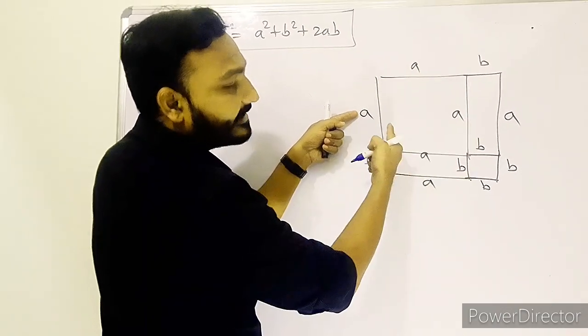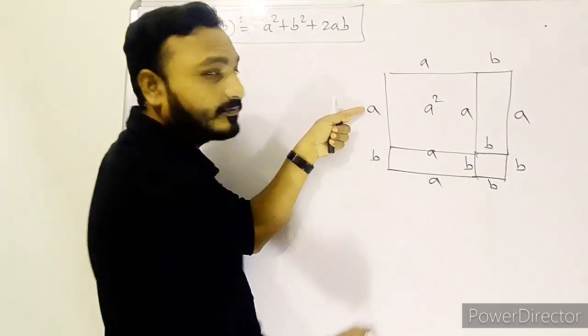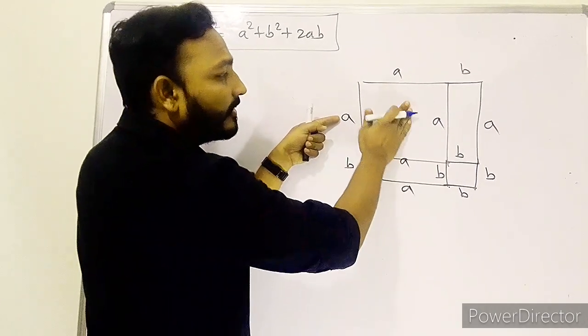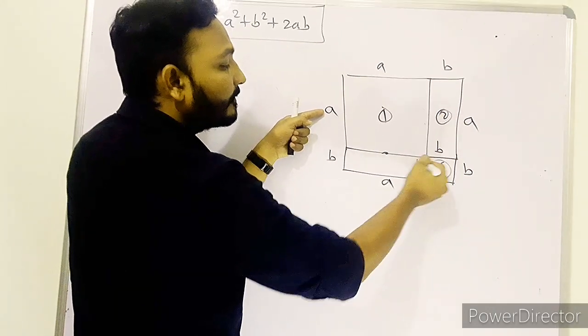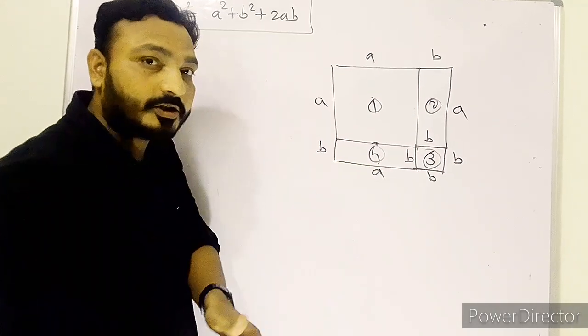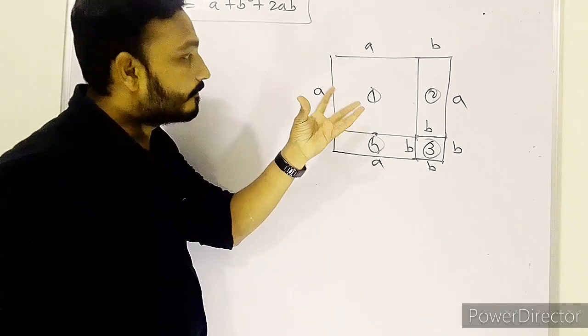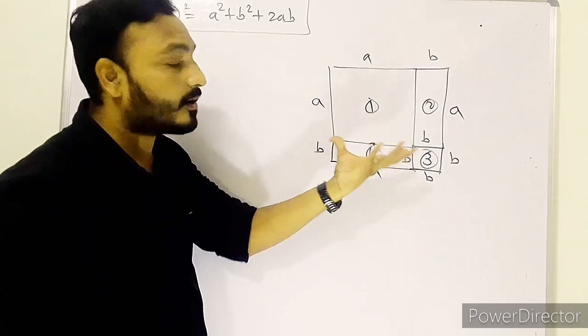All four sides are the same, a. Then what is the area of this part? Actually, how many parts do we have? First part, second part, third part and fourth part. Total 4 parts. Using these 4 parts, this square is formed.